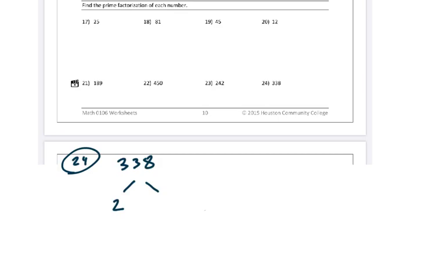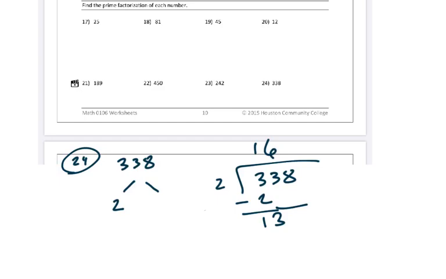So we can do this via long division. 338 divided by 2: 1, 2. 13, this is 6, this is 12, this is 18, this is 9, and this breaks down to 2 and 169.